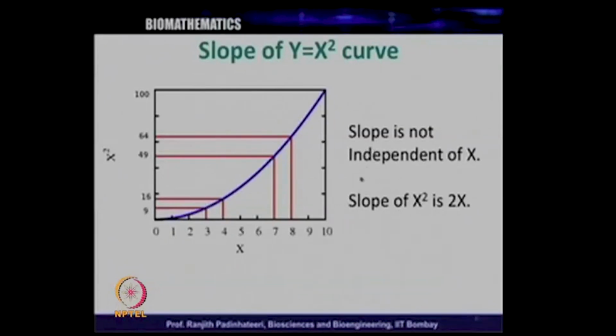Now, the slope of x square is 2 times x. This is something we learned by trying it out and drawing it. Last time we took 3, the corresponding value was 9, and 4, the corresponding value was 16. So, we found 16 minus 9. Similarly, we calculated all these values, and we found that the slope of x square is 2x.